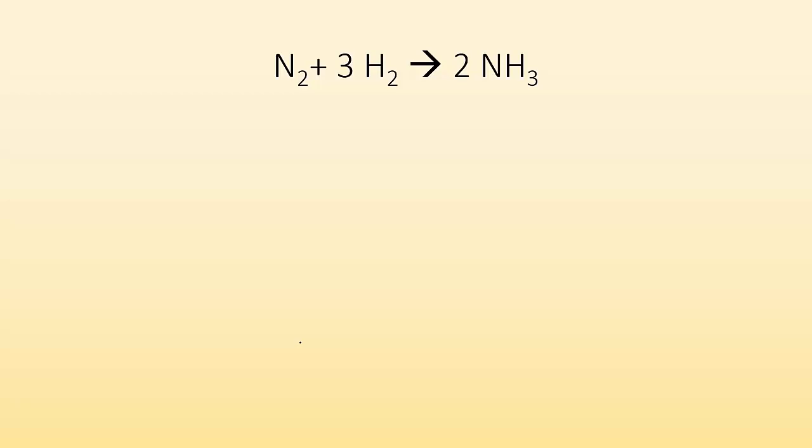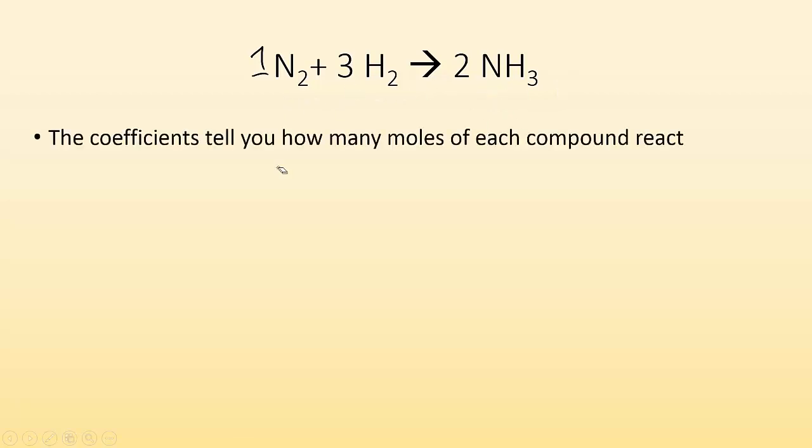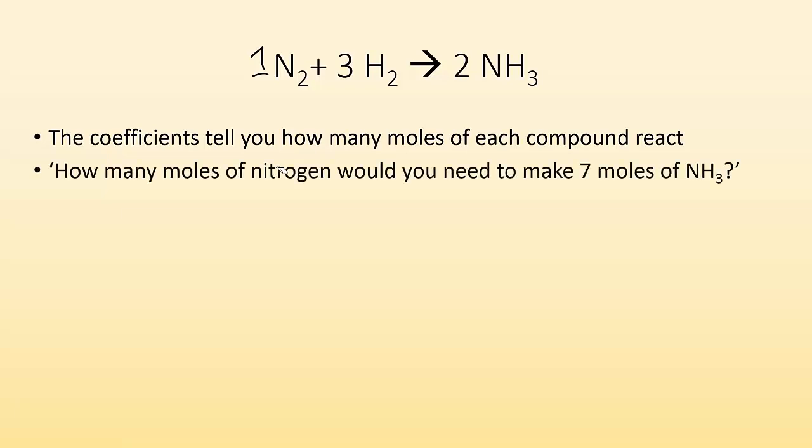So if I had this as my balanced chemical equation, it's saying that I need 1 N2 molecule, I need 3 H2 molecules, and from that I can make 2 NH3 molecules, okay? So that's what we're talking about. So the coefficients tell you how many moles of each compound you need to react, or how many moles of nitrogen would you need to make 7 moles of NH3. Well, how do you do that?